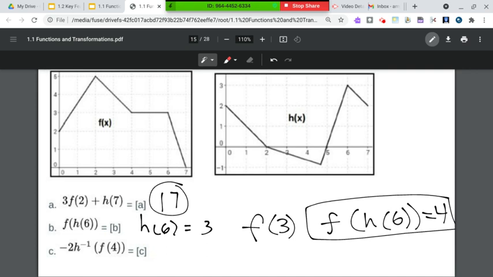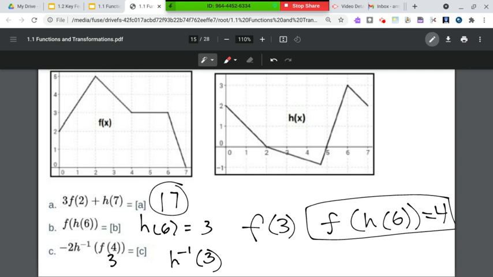Letter C is a little bit more convoluted. We're going to first find f of 4. What is f of 4? 3. So then once we have 3, the second thing we're going to do is find h inverse of 3. Remember when you see that inverse notation, you look at y and find the associated x. What's h inverse of 3?